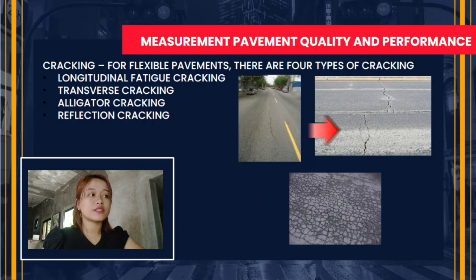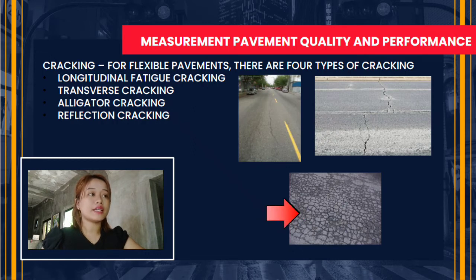Next is transverse cracking. It is perpendicular to the road length. It is the result of low temperature that causes fractures across the traffic lanes, resulting in increase in pavement's roughness. So, connected siya sa IRI kasi kapag maraming transverse crack, mas magiging rough yung ating road surface.